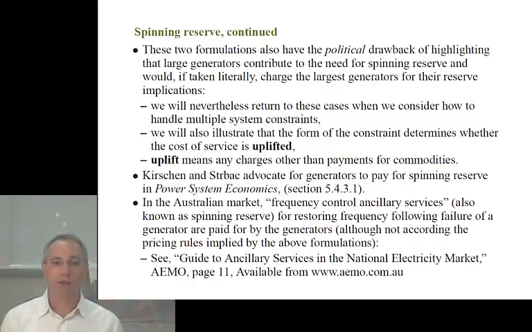And we'll also use these two formulations to illustrate that the form of the constraint determines whether the cost of service is uplifted. Uplift means any charges other than payments for commodities. In fact, Kirschen and Strbac, in their book Power System Economics, advocate for generators to pay for reserve, and in the Australian market, frequency control ancillary services, spinning reserve in particular, for restoring frequency following a generator failure, are paid for by the generators, but not according to the pricing rules implied by the above formulations.